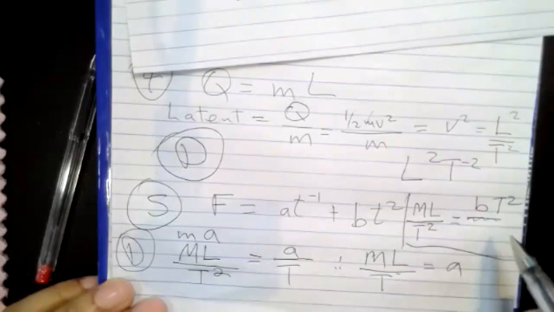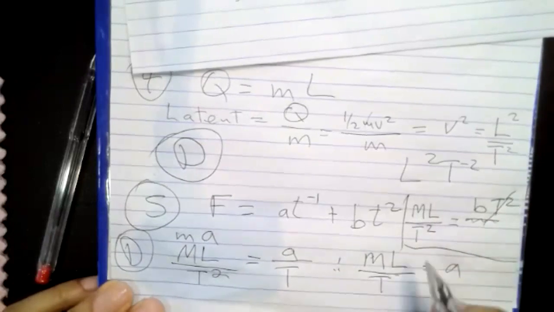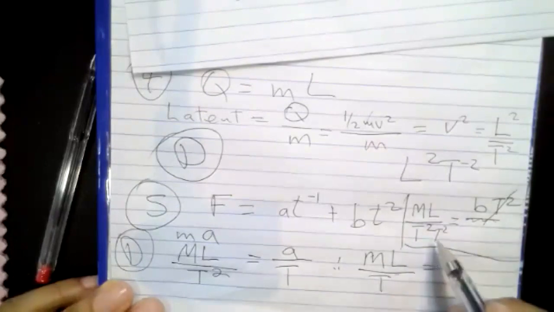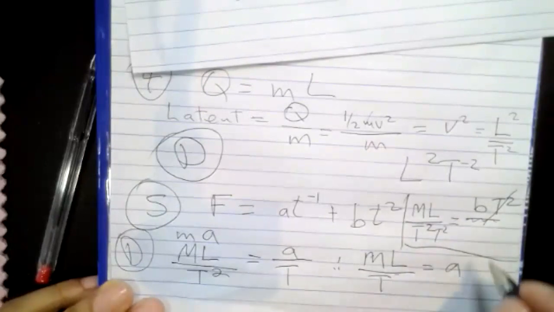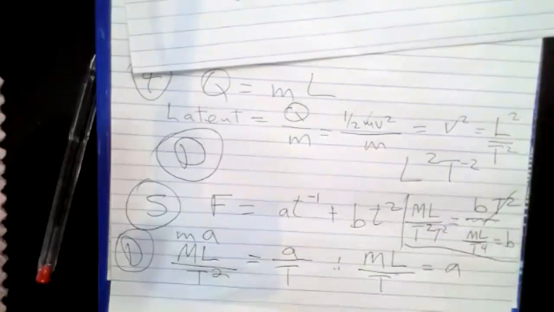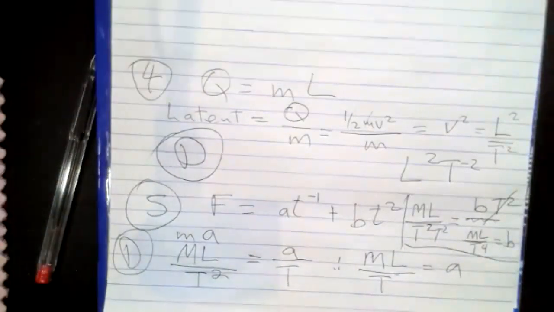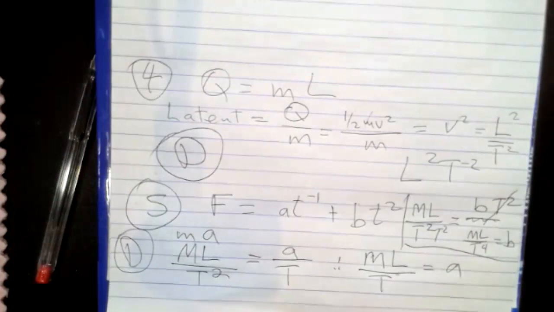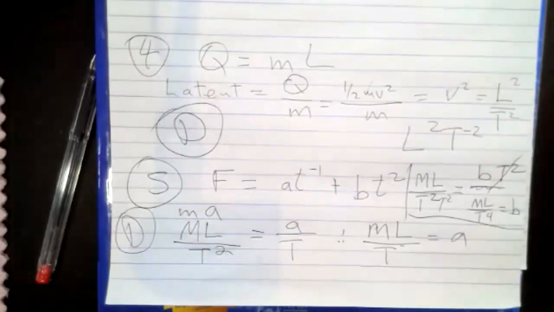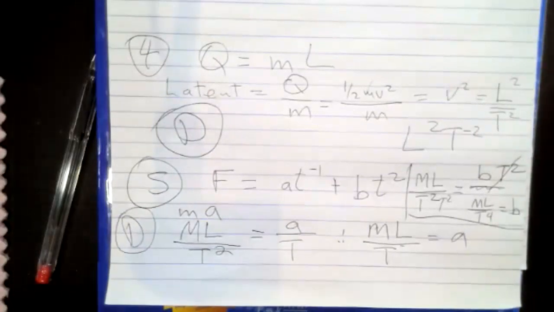To do that, I need to divide both sides by T squared. If I divide this side by T squared, that gets rid of that. Then I'll get another T squared in the other denominator. So I have T squared times T squared. That's T to the power of 4. So I get M L over T to the power of 4, and that's equal to B. Okay. Any questions about that?